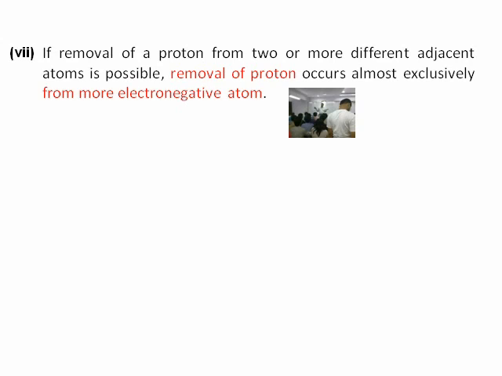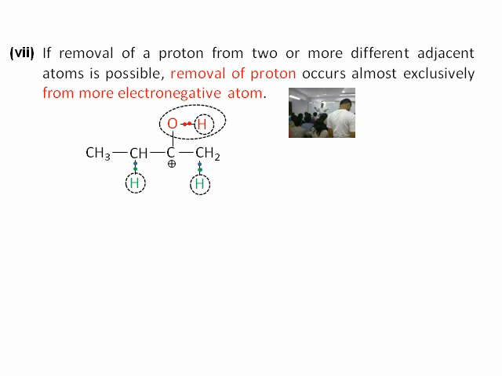7th point is, if removal of a proton from two or more different adjacent atoms is possible, removal of proton occurs almost exclusively from more electronegative atom. See this molecule. H plus can be removed from the oxygen, H plus can be removed from the carbon, H plus can be removed from this carbon also. So H plus will be removed almost exclusively from the oxygen. And once this H plus is removed, that oxygen and carbon will form the pi bond.